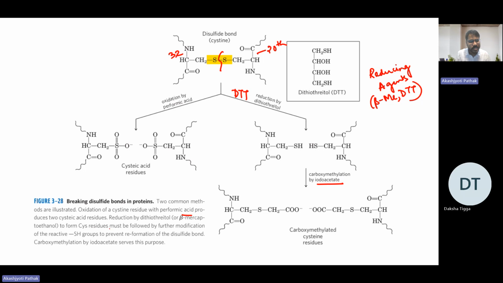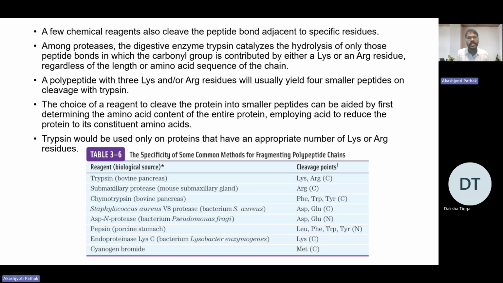Forming these cysteine residues must be followed by further modification of the reactive SH group. This SH group is highly reactive, and it can lead to reformation of the disulfide bond. So you do a carboxymethylation. This is carboxymethyl: a CH2CO minus group getting attached to the sulfur atom is called carboxymethylation. It will prevent the reformation of the disulfide bond.